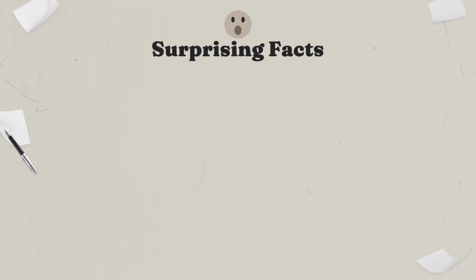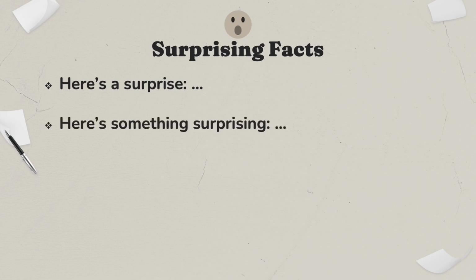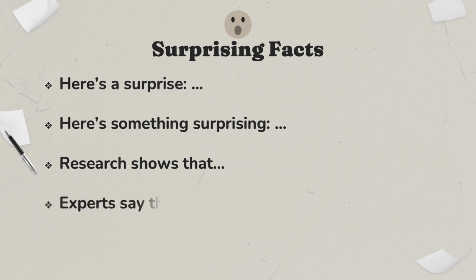Now we have hooks that are surprising facts. I will give you some sentence starters for those as well. We have, here's a surprise. Here's something surprising. Research shows that. Experts say that. More than blank percent of, or less than blank percent of. Let's see two examples.